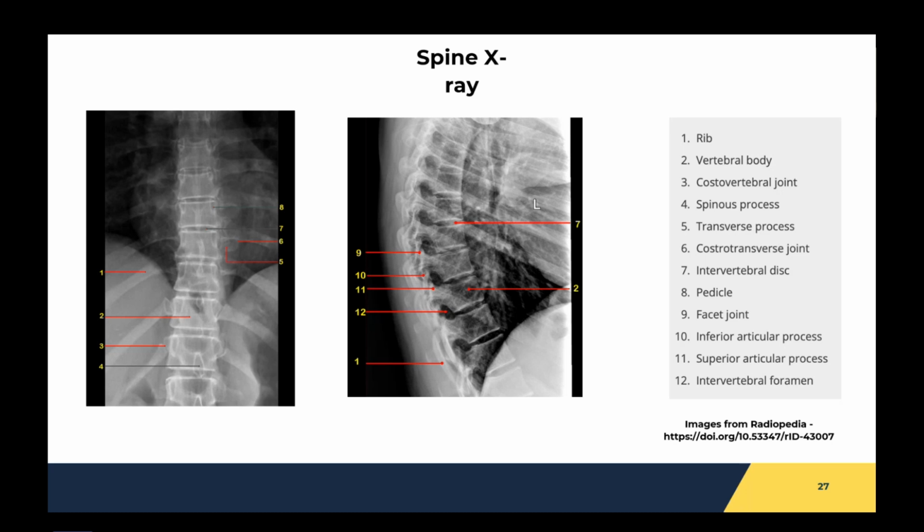So if we just quickly go through these annotations, this is the rib here. Then you have the vertebral body itself.